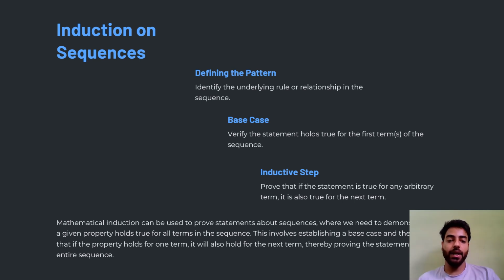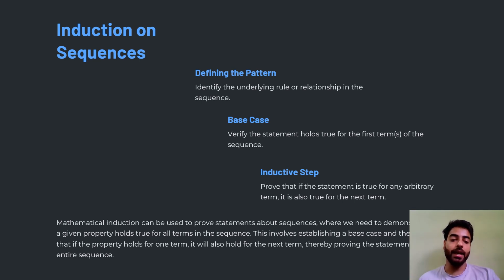Induction on sequence. Defining the pattern. Identifying the underlying rule or relationships in the sequence. Base case. Verifying the statement holds true for the first term of the sequence. Inductive step. Prove that if the statement is true for any arbitrary term, it is also true for the next term.